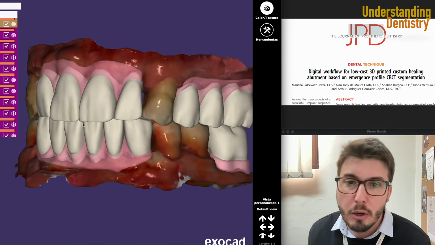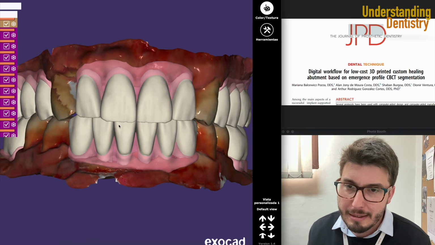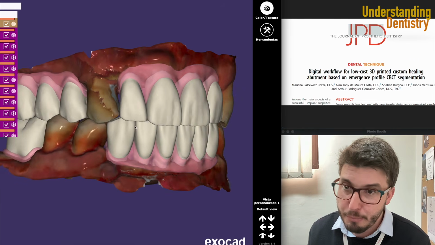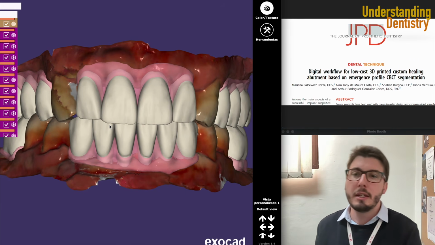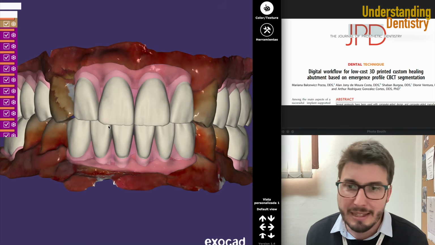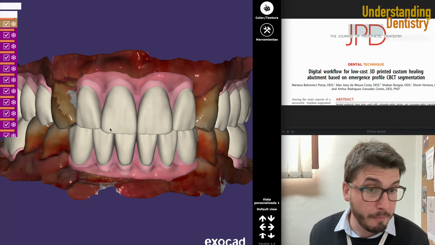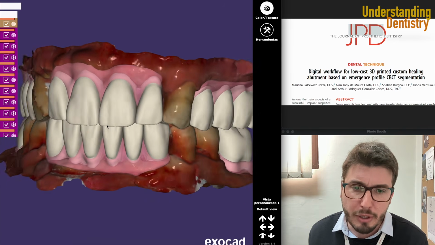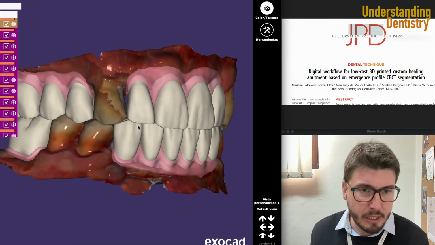Or if it's immediate loading, then you could plan the prosthesis or a temporary prosthesis to be installed right after the implant placement, and that's called immediate loading. We are going to cover those topics in different videos.